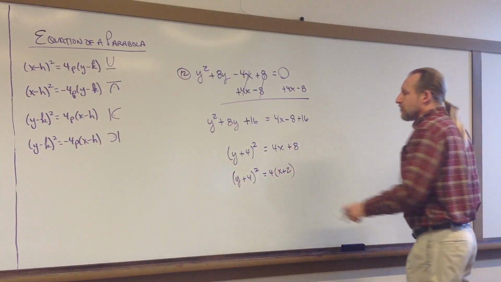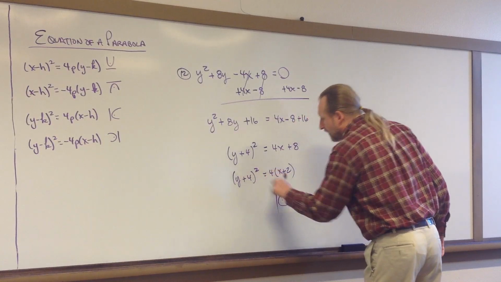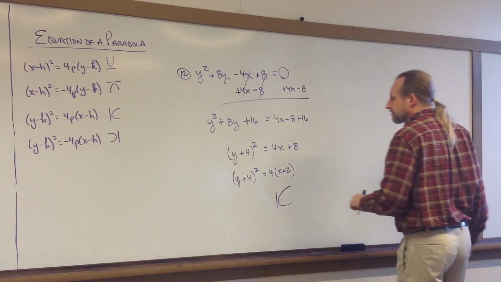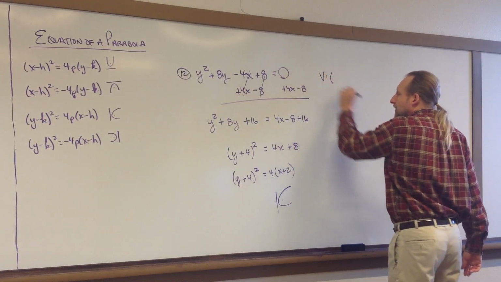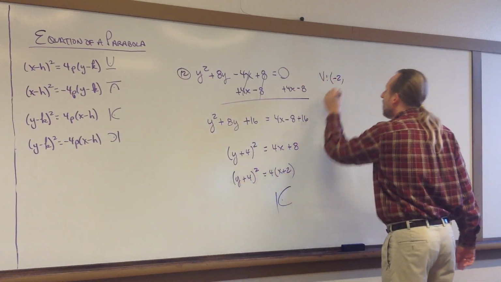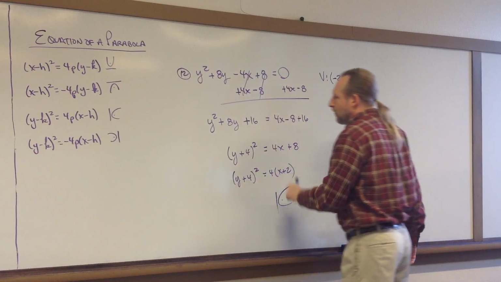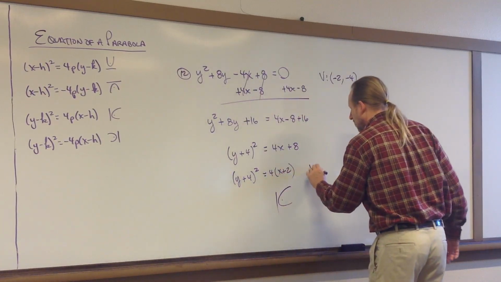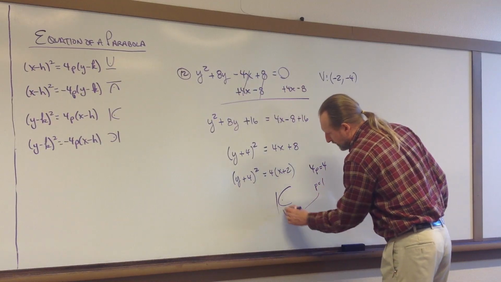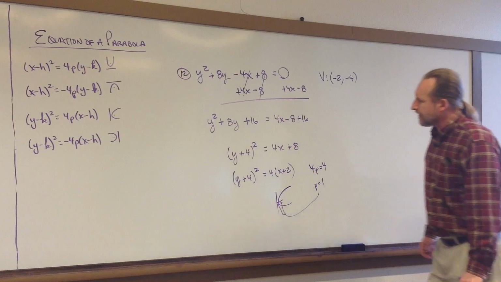So this is a rightward facing parabola. The y is squared. The 4p is positive, so that's facing to the right. Our vertex is going to be the point where x is -2, y is -4. We know that 4p equals 4, so p is equal to 1. So that's going to be that distance there and this distance over here.